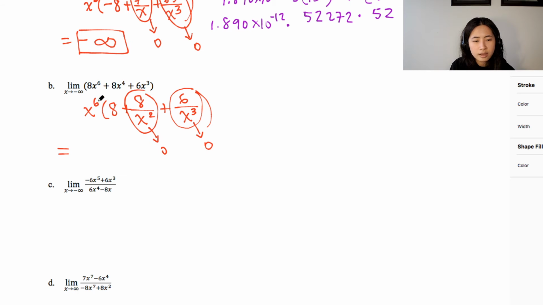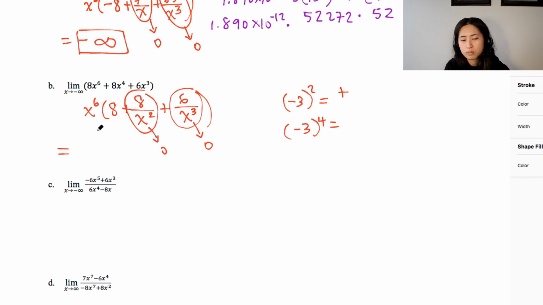So here's the thing, because this is raised to an even exponent, okay, think about this. If you have negative, let's say 3, you square this. Or even negative 3, you raise this to the power of 4. Whatever the result is, it's always going to be a positive number, because any number, when you raise it to an even exponent, gives you a positive number no matter what. So if you're plugging in negative infinity over here, the result would still be positive infinity because it's raised to an even exponent, and on top of that, you're multiplying that by 8. So that's why this is positive infinity as opposed to negative infinity.